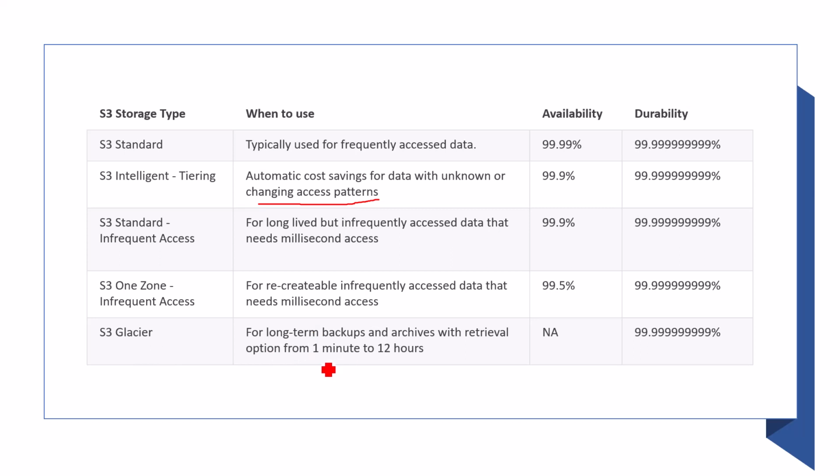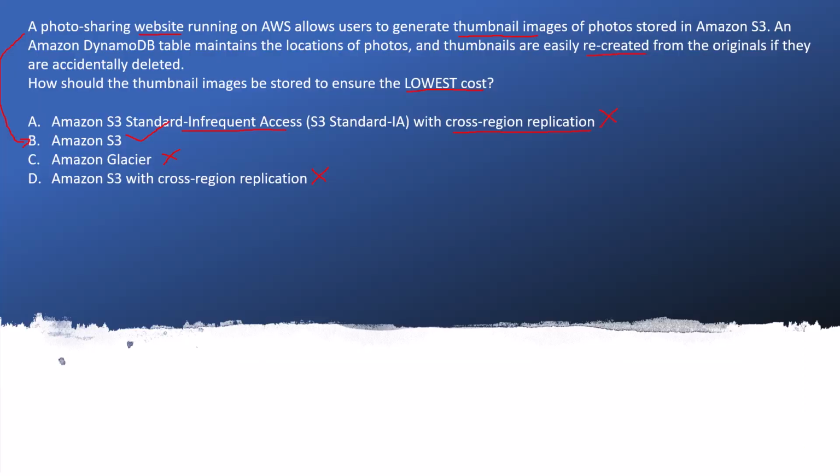S3 Glacier has the problem of retrieval time. So if you are using it for a website where you want to show a gallery each time, don't go for S3 Glacier, otherwise it will create latency. One Zone Infrequent Access is comparatively cheaper, but you will lose availability here. 99.5 availability is there, while S3 Standard has higher availability. So yeah, that's all from my side. Thank you.